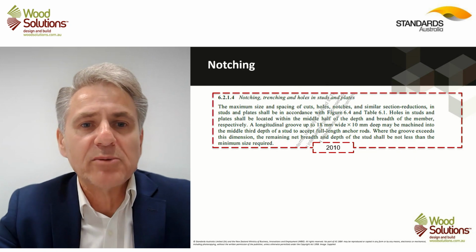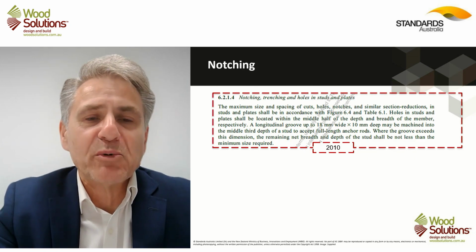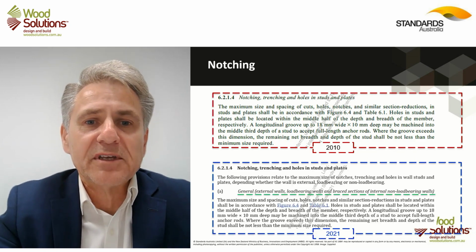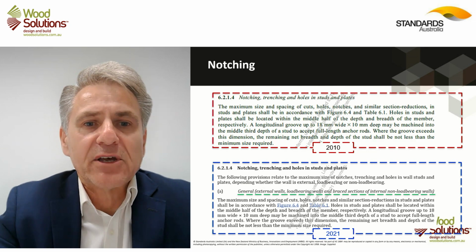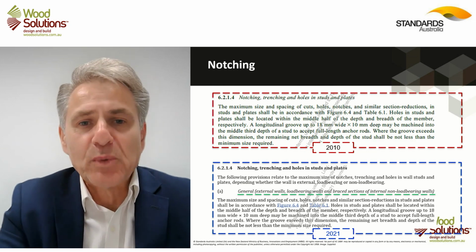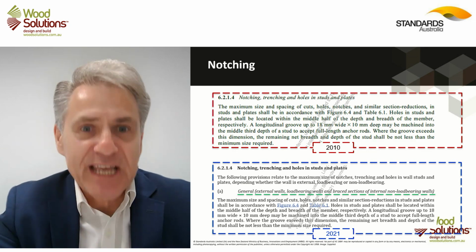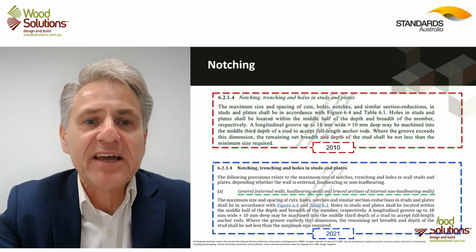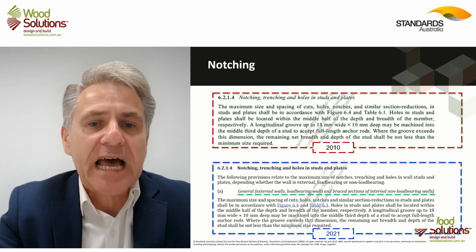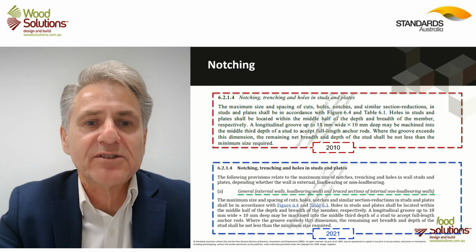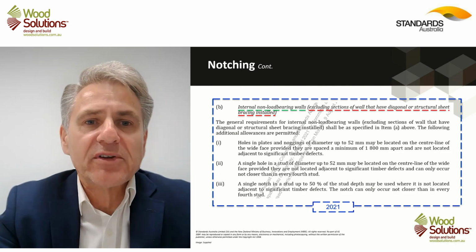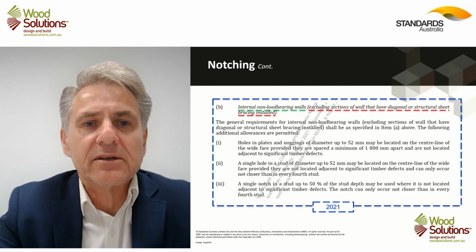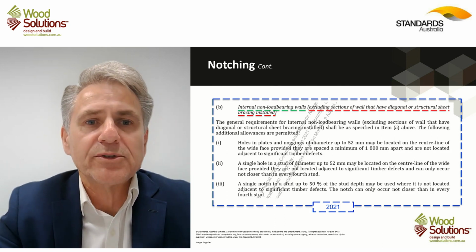Now, the notching requirements. 2010 was a simple paragraph. The 2021 edition has broken that up to provide a little bit more clarity. So that paragraph in the 2010 edition is now just replicated under clause A under the 2021, as a general provision. And then that's further broken down into internal non-load bearing walls.